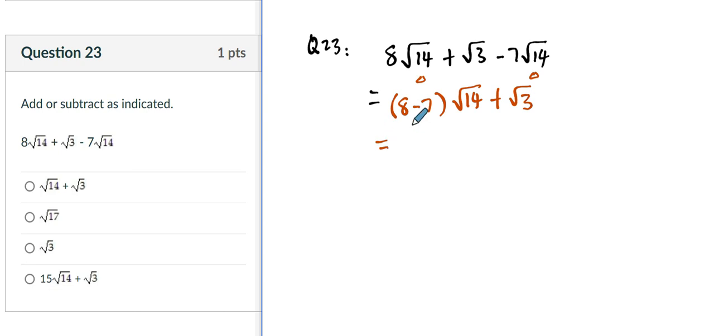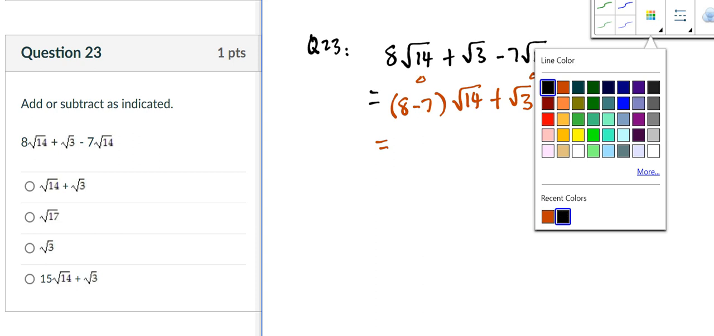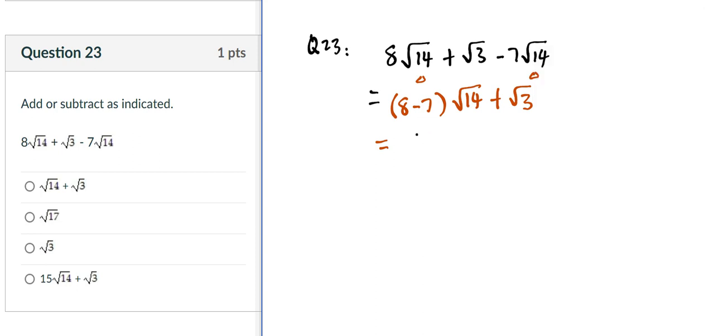And we know 8 minus 7 is 1, times radical 14 plus radical 3. 1 times any number is that number, so we do not have to write 1 in front of radical 14. So here the final answer is the first choice.